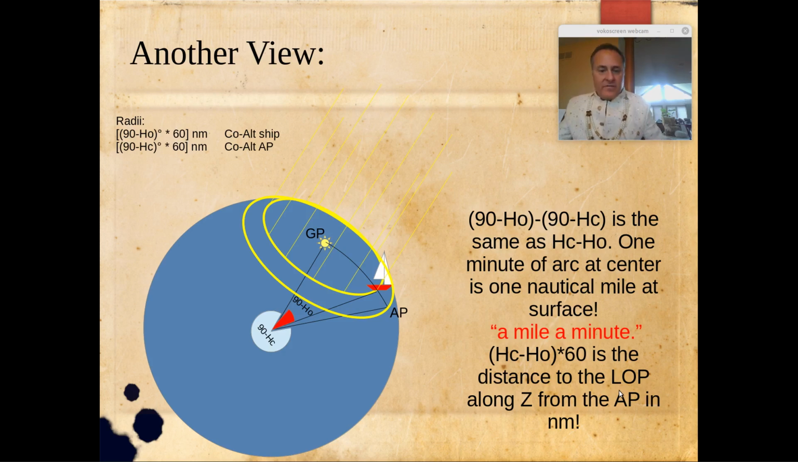So in another view, we have an understanding that this line between the geographic position of the sun and the boat, or to the assumed position, they represent radii of circles. And so we can sweep a circle out at the boat's position or a circle out through the assumed position's location. And each of those has a radius described by 90 minus HO or HC respectively. Each needs to be multiplied by 60 to convert it into nautical miles.